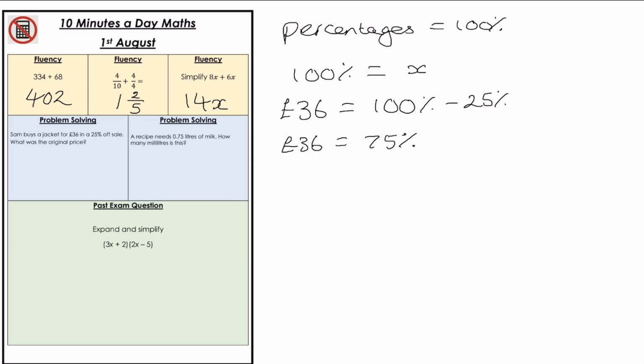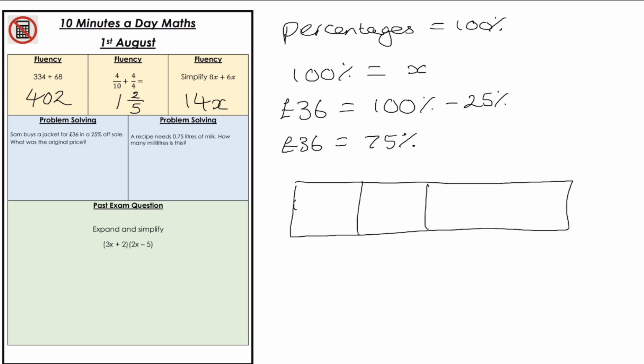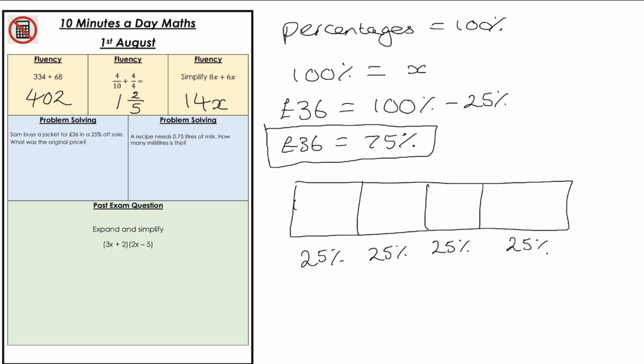Now, remember, we're doing this without a calculator. So I'm going to use my knowledge of fractions to percentages to show this. Now, 25% is the same as 1/4. So I'm now going to draw out my quarters. Now, each box is 25%. Now, we know that £36 is 75%. So that means that 3 boxes equals £36.